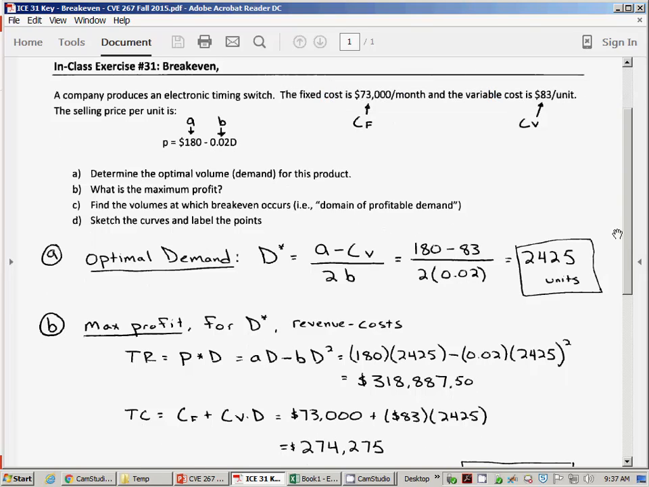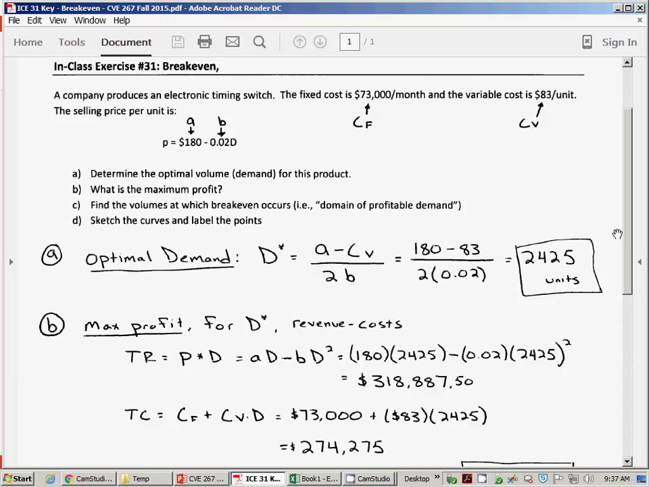All right, the optimum demand is 2425 units. That's the number of units that's going to maximize our profit. That's not the number of units for maximum revenue, because we're not trying to maximize revenue, we're trying to maximize profits.